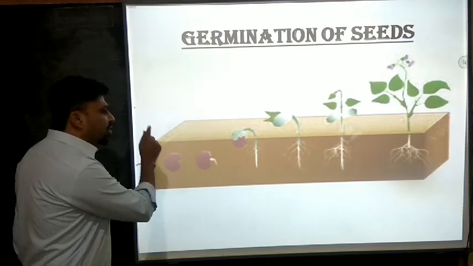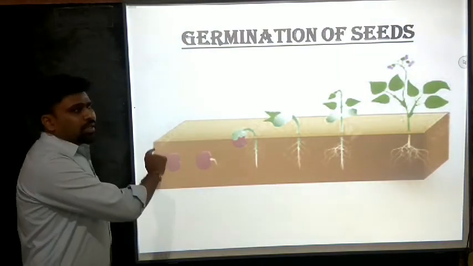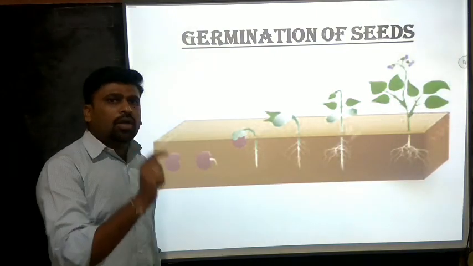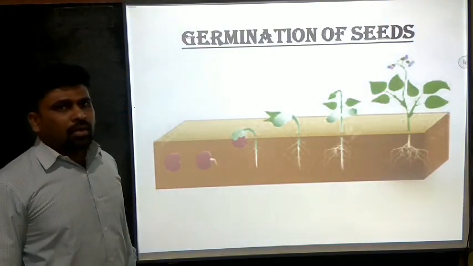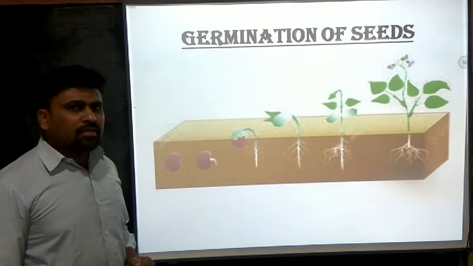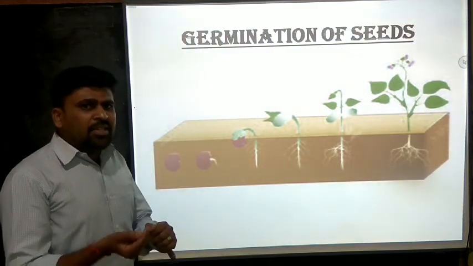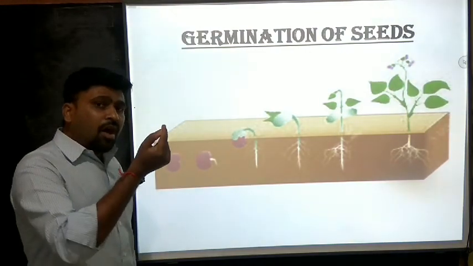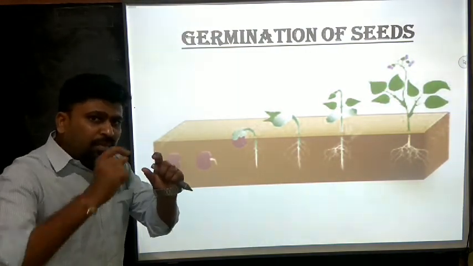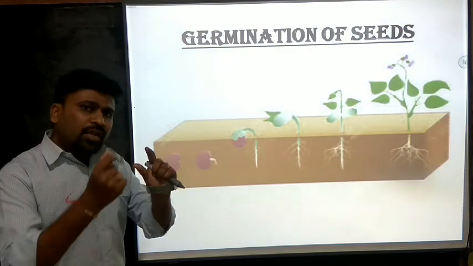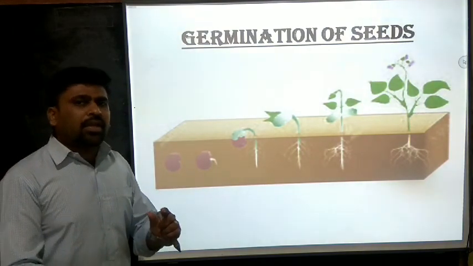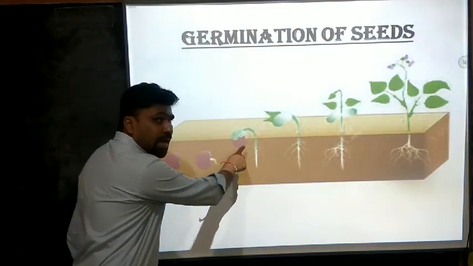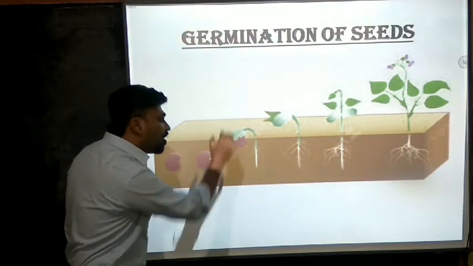This kind of seed contains a tiny hole, and using that tiny hole, the seed absorbs the air, water and warmth. Clear? After so many days, it germinates and breaks the cotyledon. After a few days, the root will be developed. Understood? Automatically, the cotyledon will shrink and fall down.